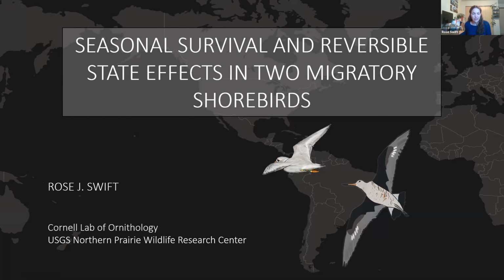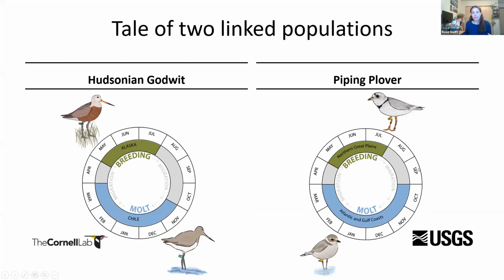Thank you for having me here today. I'm actually really excited to tell you guys about two different stories today. I'm going to talk about how we can connect information on migratory connectivity and get those really important seasonal vital rate information we're talking so much about today for two different linked populations of shorebirds. I'm first going to talk about the Hudsonian godwit, which was the focus of my dissertation work at the Cornell Lab of Ornithology and Cornell University, and then tell you a bit about some work I've been collaborating on at USGS on the piping plover.